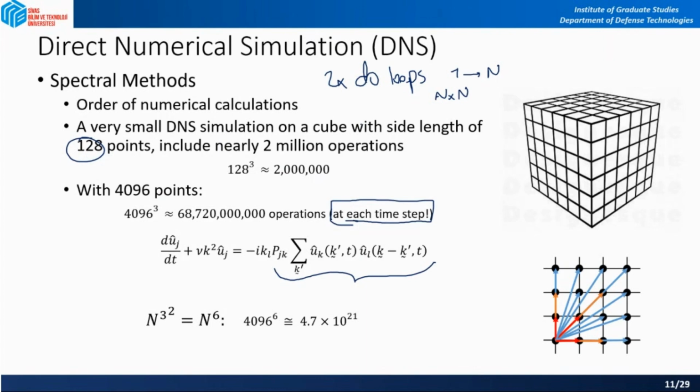May I ask a question? Yes, yes. I'm just curious about what the dimensions of this kind of cube are. Let's say 4096 grid points.